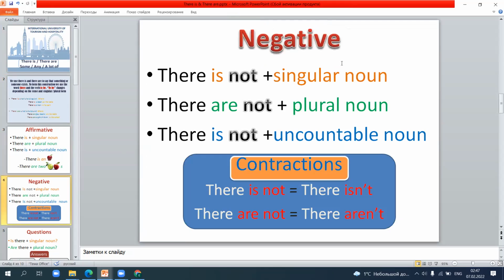The negative sentences. How to form the negative sentence with the construction there is, there are. We should use the negative word not, and we should put it after the verb to be. So there is not plus singular noun, there are not plus plural noun, there is not plus uncountable noun. The contracted form of there is not is there isn't. The contracted form of there are not is there aren't.